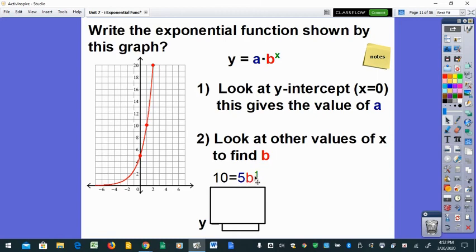This is just b times 5, so we're going to divide both sides by 5. It's a one-step equation. 10 divided by 5 is 2, and the b is 2. So now I know what my a is, and I know what my b is. So I can rewrite this: y equals 5 times 2 to the x, and that gives me the exponential equation for the graph. I hope this gets you started on graphing exponential functions and then writing the function rules from the graph.